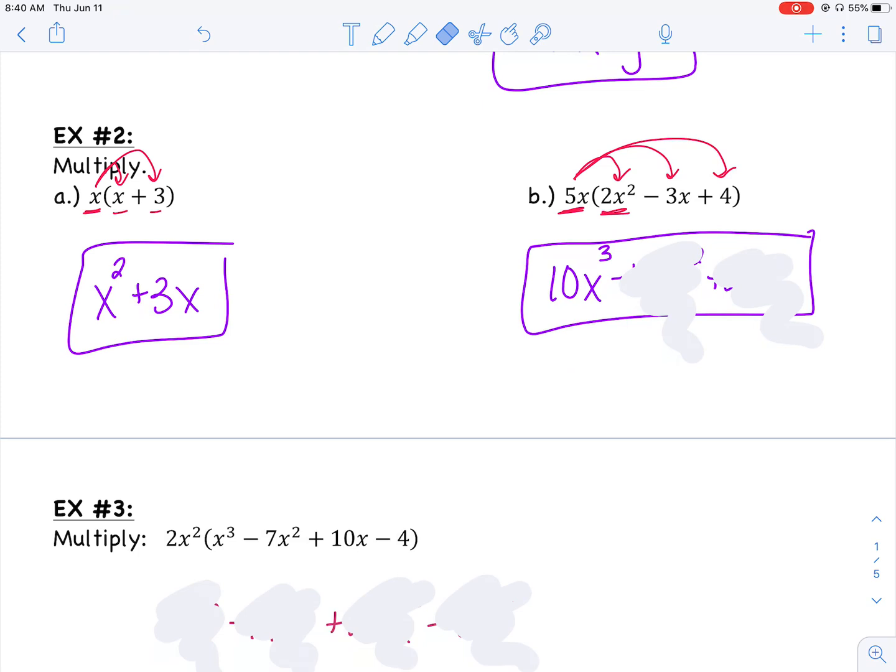Let's do it again to do -3x. If I have a 5x times a -3x, we're going to multiply the coefficients, so 5 times -3 is -15, and x times x is x squared. All right, last term, 5x times 4. 5 times 4 is 20, and then I just have that lonely x. So my final answer would be 10x cubed minus 15x squared plus 20x. No other like terms, so nothing can be combined. That would just be my final answer.